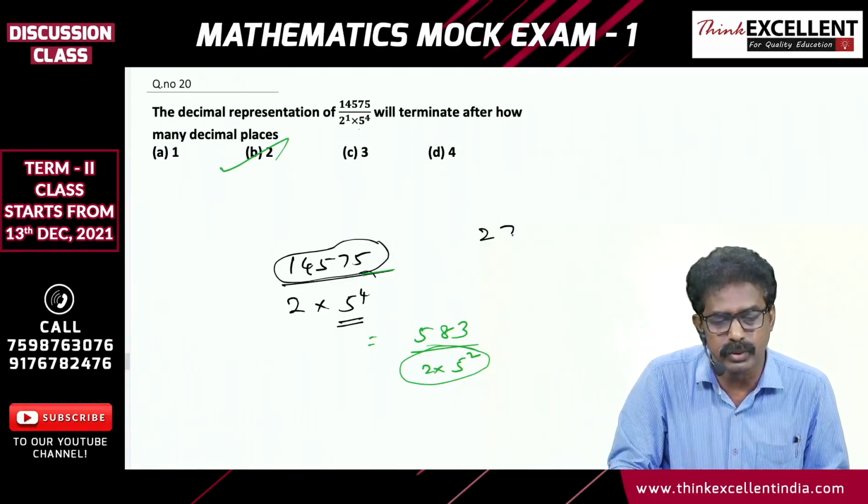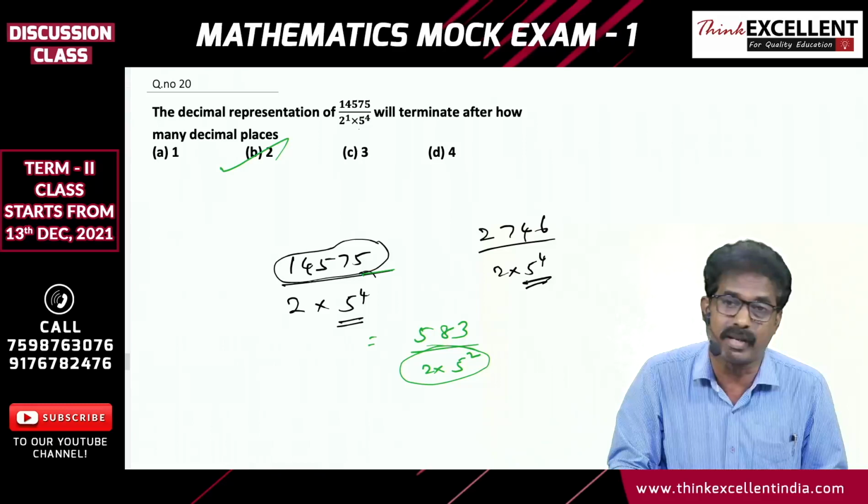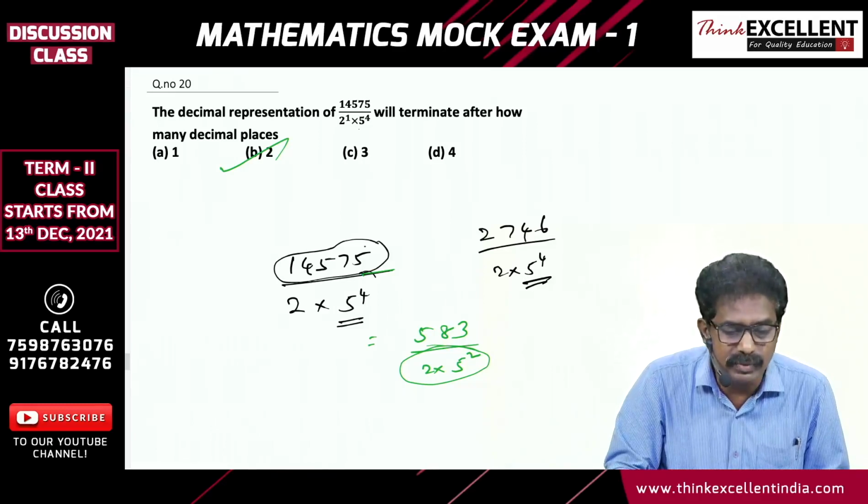Suppose it is 2746 by 2 into 5 raised to 4, then okay. You cannot cancel 5, right? You can't cancel 5. So definitely 5 places. Okay. If it is divisible by 5, you have to reduce it to simple form.